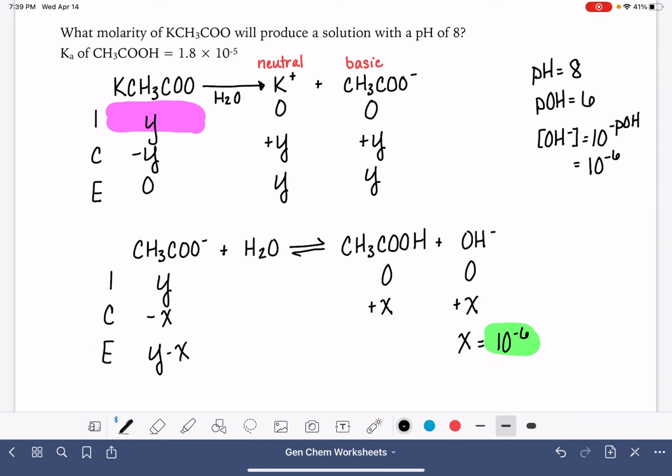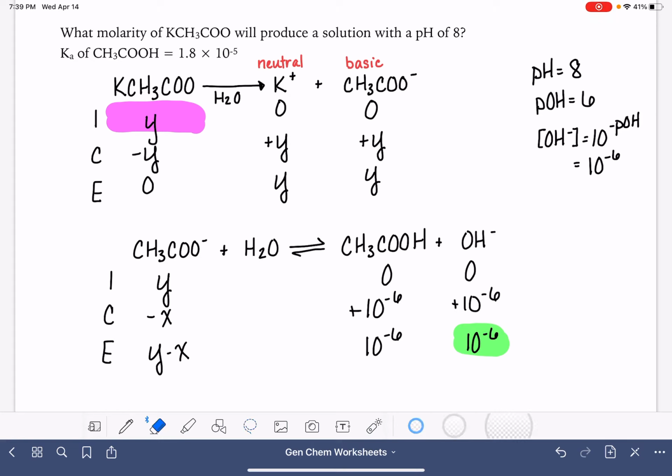So I'm just going to put it here, 10 to the minus 6. Put it right here, 10 to the minus 6. I'm going to put it over here, 10 to the minus 6. I'm going to get rid of that X completely. And we're going to put it over here as well, 10 to the minus 6.